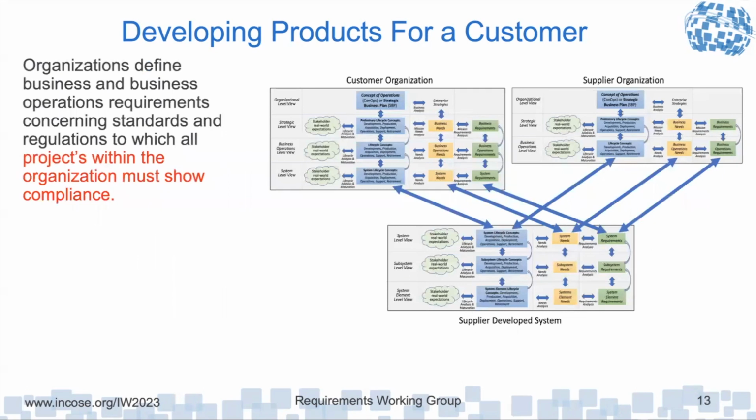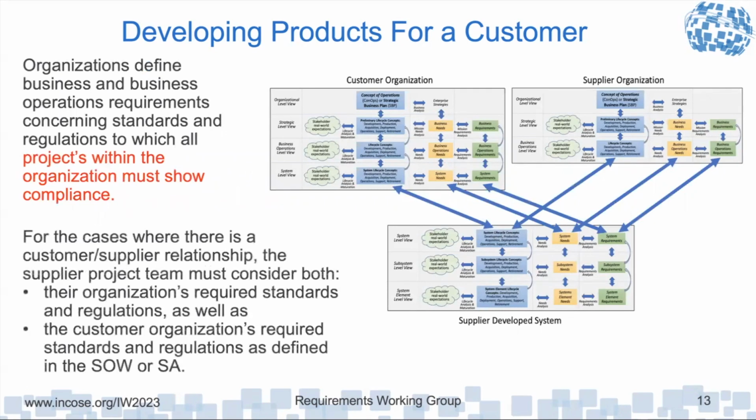which apply to all projects within the organization. So for cases where there's a customer-supplier relationship, as this figure shows, the customer organization is going to have compliance requirements, as well as the supplier organization, higher level. So the supplier developed system, the projects that are actually doing the work, are going to have to integrate this from both the customer and supplier. That could be a problem if there's conflicts.